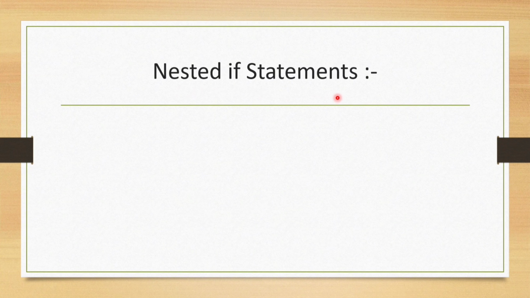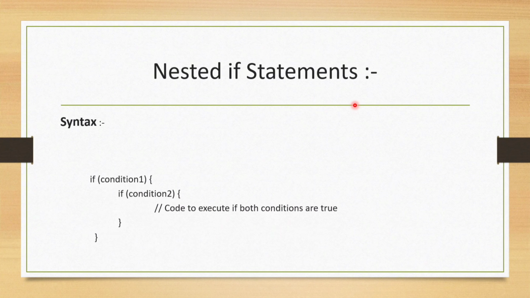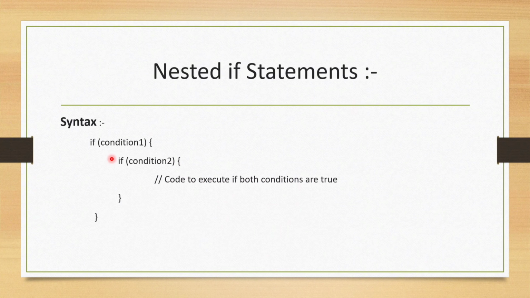At last we have the nested if statement. In this form, one if statement is placed inside another if statement. It allows for more complex decision making. Now let us see the syntax of the nested if statement. If condition 1, and inside it if condition 2, and executable code. If condition 1 and condition 2 both become true, then this code will get executed. If any one of these conditions becomes false, then the code will not get executed. Now let us understand with one example.